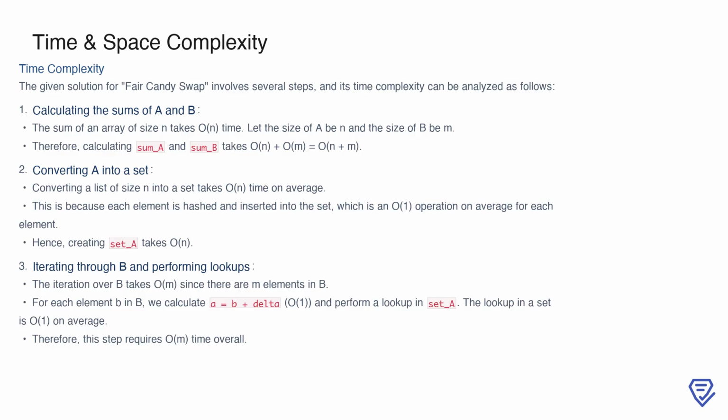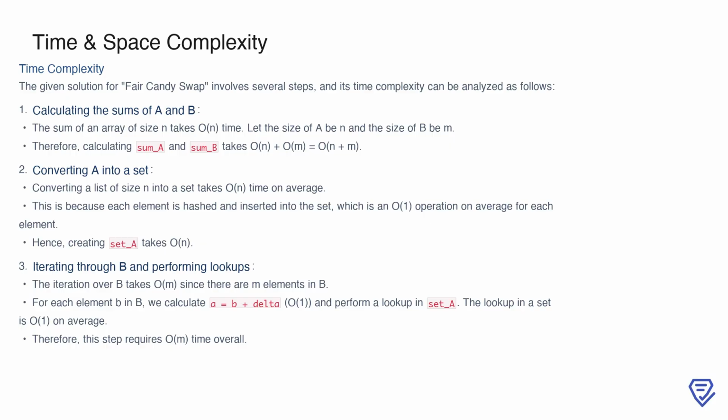Here, we analyze the time complexity of the solution for the fair candy swap problem. First, calculating the sums of arrays A and B is straightforward. Since summing an array of size n takes O(n) time, the time to calculate the sums of A and B is O(n plus m), where n is the size of A and m is the size of B. Next, we convert the array A into a set. This operation involves hashing and inserting each element, which is O(1) on average per element, so converting A into a set takes O(n) time. Finally, we iterate through array B.